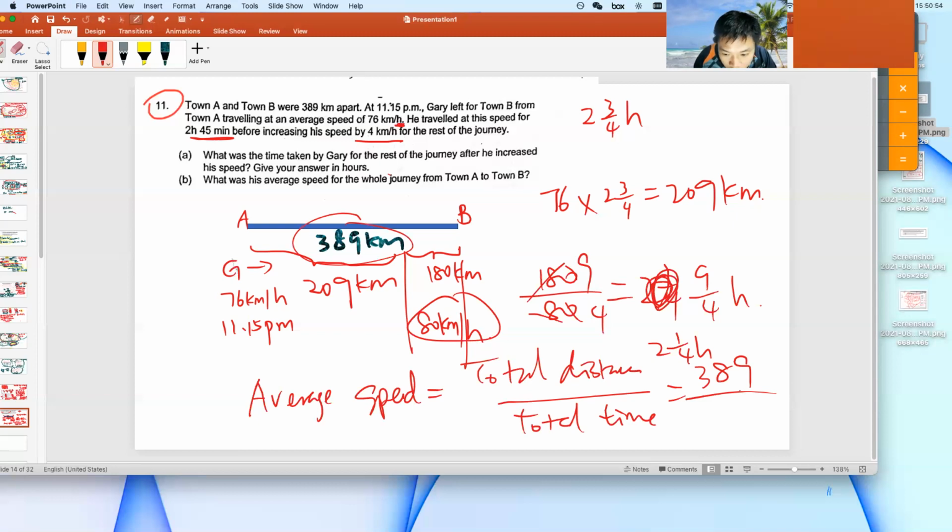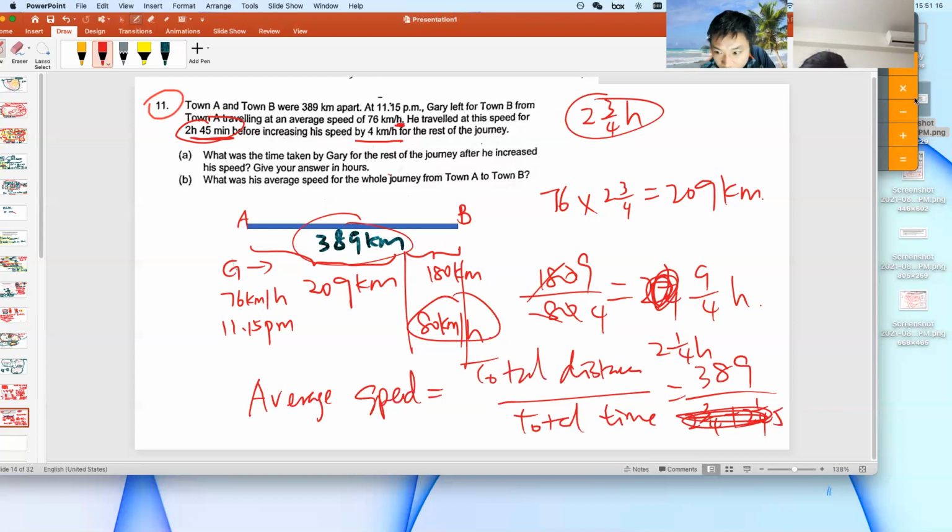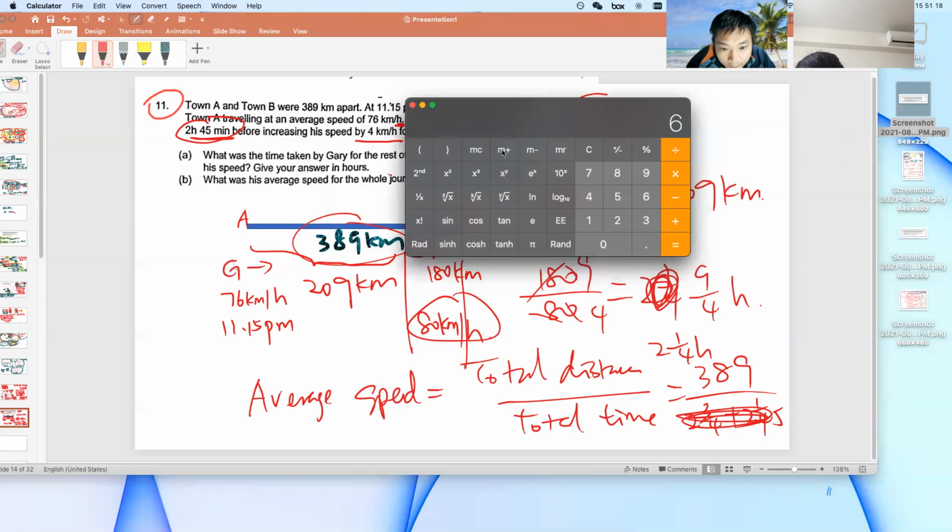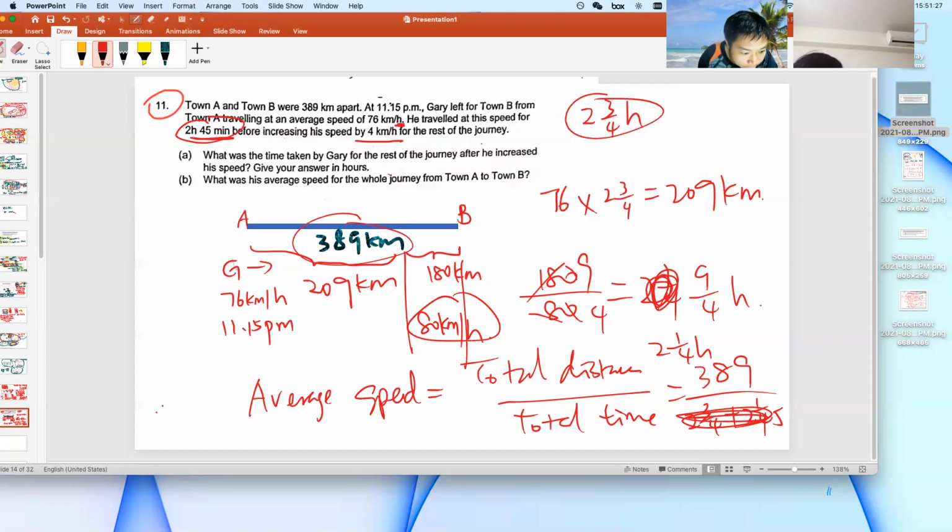I thought something happened. So the time for the rest of the journey is 2 and 1/4, and then over here is 2 and this. So you end up with 5 hours. So 389 divided by 5. 389 divided by 5, so 71.8 kilometers per hour. Let me see what your answer is.